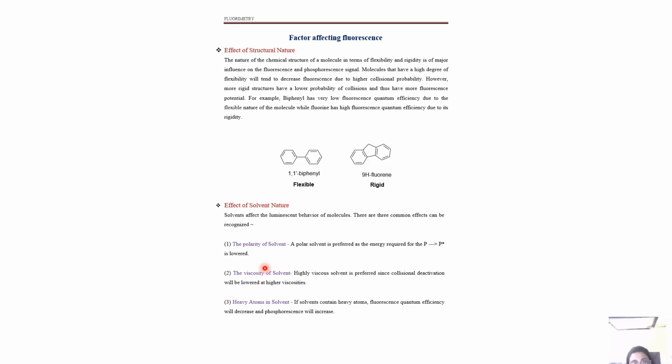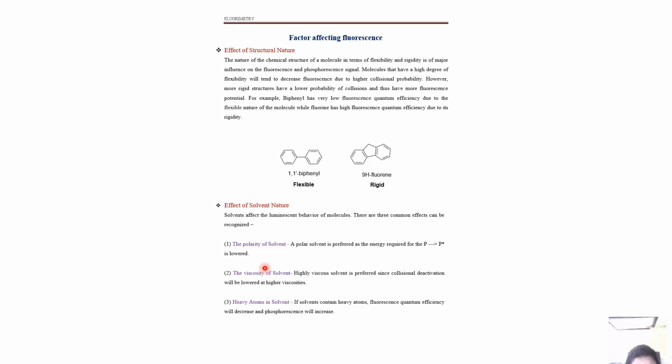The nature of the chemical structure of a molecule in terms of flexibility and rigidity is of major influence on the fluorescence and phosphorescence signal. Molecules that have a high degree of flexibility will tend to decrease fluorescence due to higher collisional probability. However, more rigid structures have a lower probability of collisions and thus have more fluorescence potential. For example, biphenyl has very low fluorescence quantum efficiency due to the flexible nature of the molecule, while fluorene has high fluorescence quantum efficiency due to its rigidity.